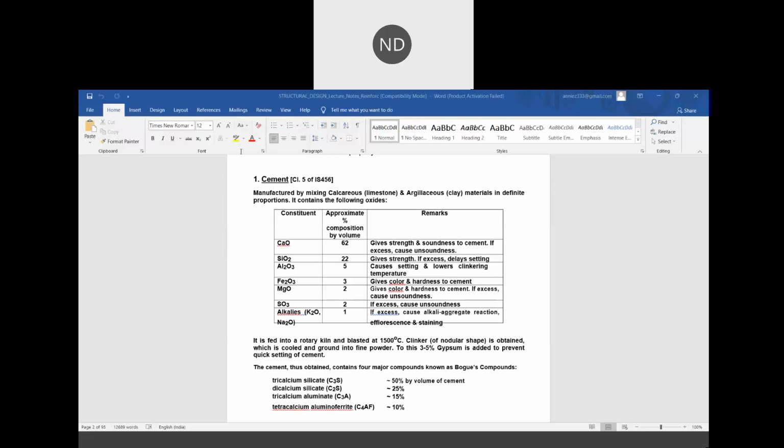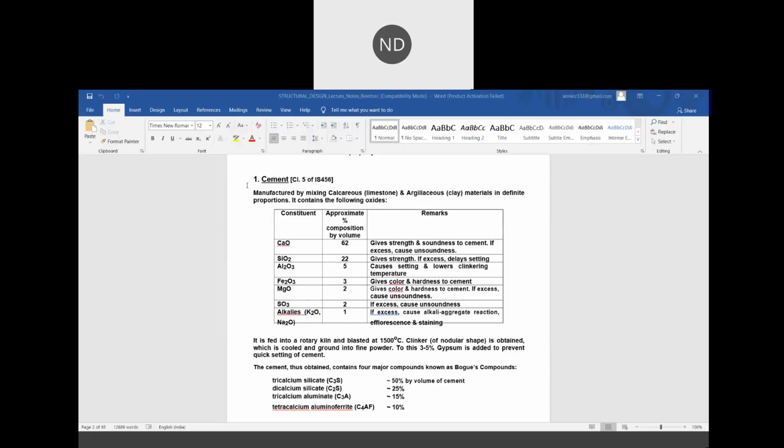Here in your IS code, this is clause number 5. What does clause number 5 say? It talks about all the materials. Regarding cement, all the things about cement are mentioned in this clause. About the grades also, you can see the different grades. Cement shall be any of the following grades: 33, 43, 53.